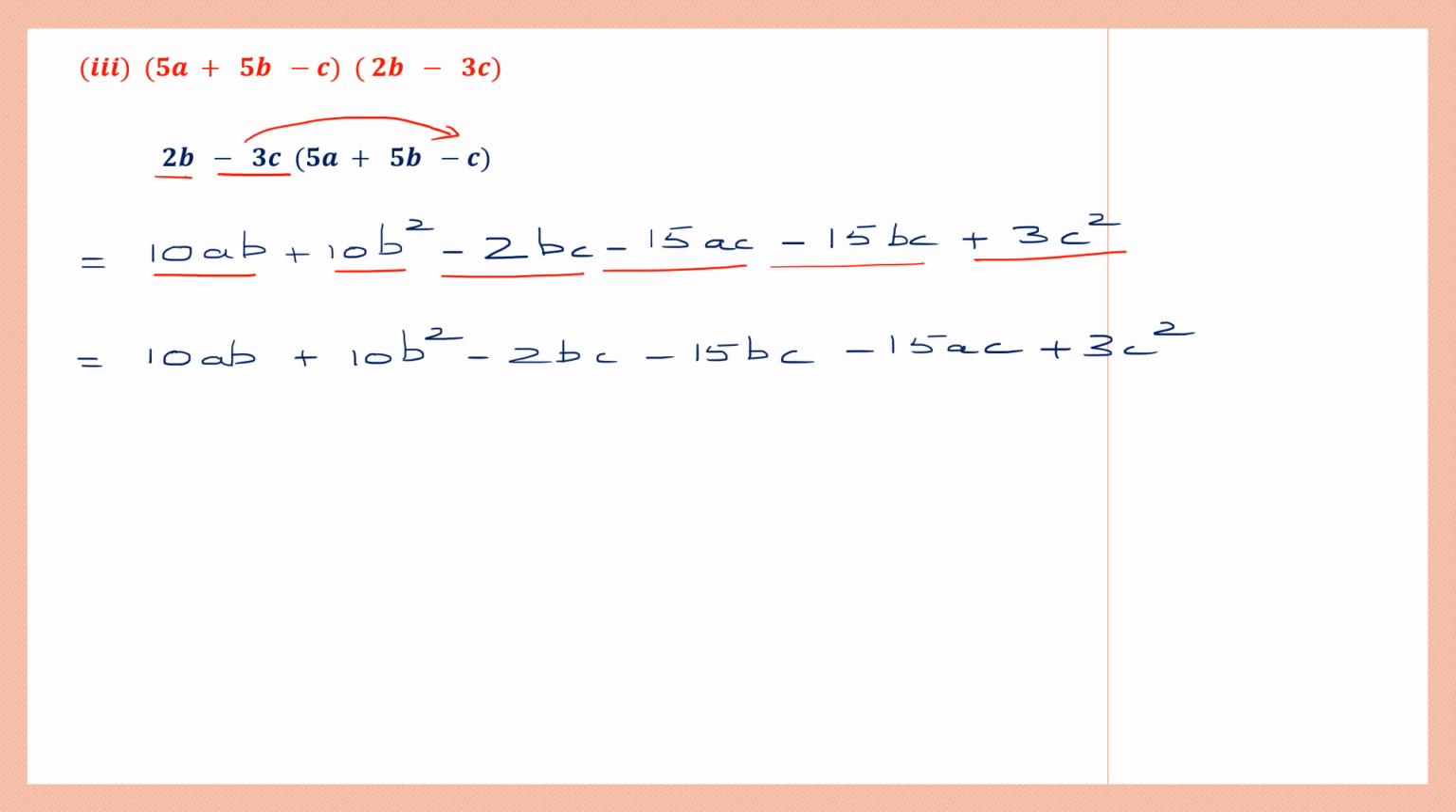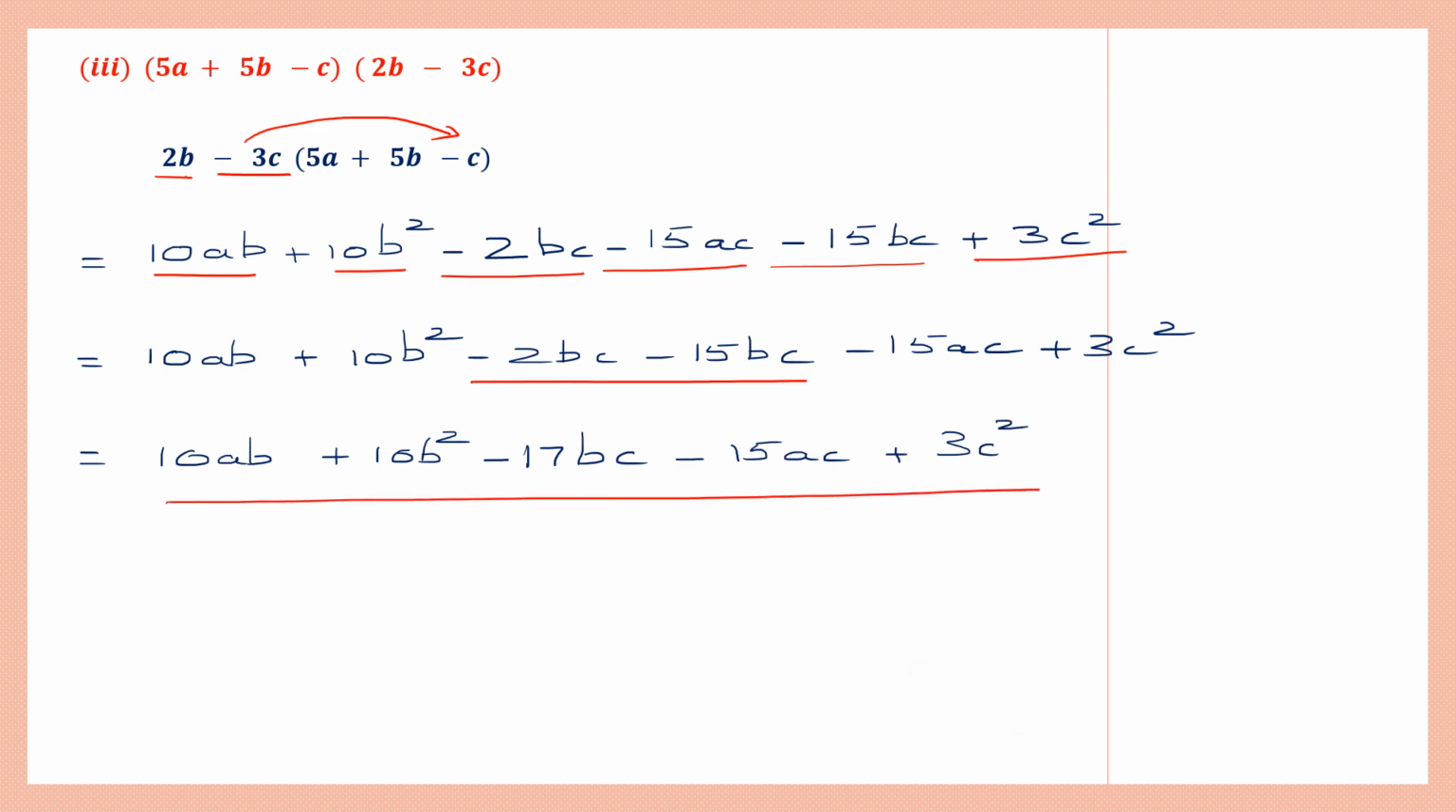Okay, now let's work on these. Now 10ab is as it is, so we can write it as 10ab. B square also, there's only that b square, so 10b square. Now these two like terms, we can work on this. Signs are the same, so we put the same sign and we add. 2 plus 15 is 17, 17bc. Then we have minus 15ac plus 3c square. So we have our final answer here. Let's read out our final answer. We have 10ab plus 10b square minus 17bc minus 15ac plus 3c square.